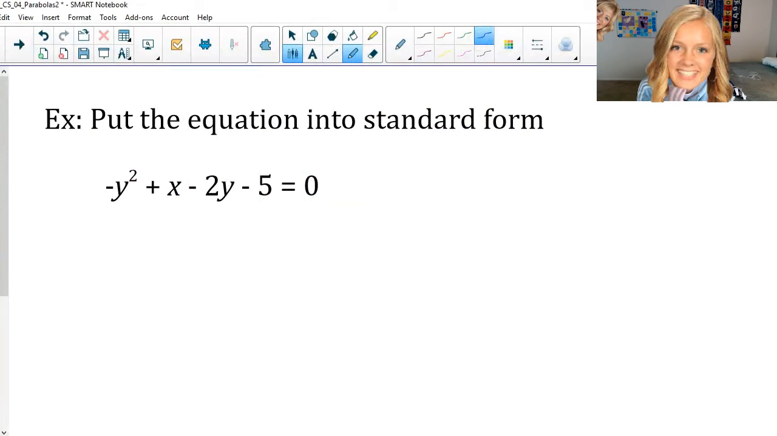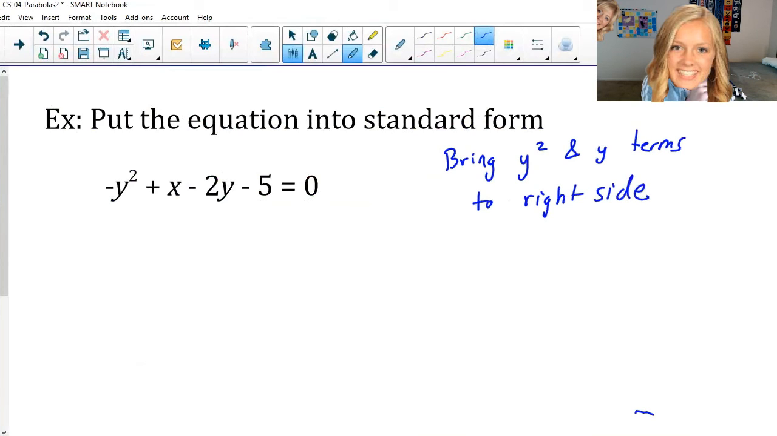All right. So my first thing I'm going to do is bring the y squared and y terms to the right side, because I just want the y stuff to be by itself. So x minus 5 equals y squared, not plus 5, sorry, plus 2y.